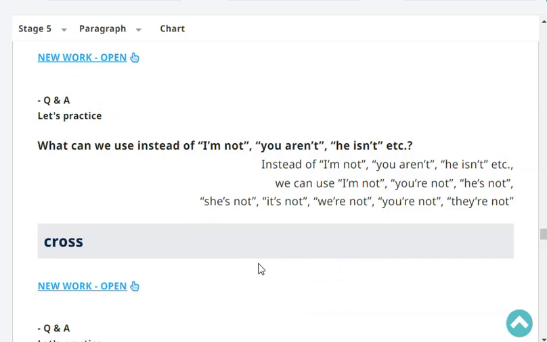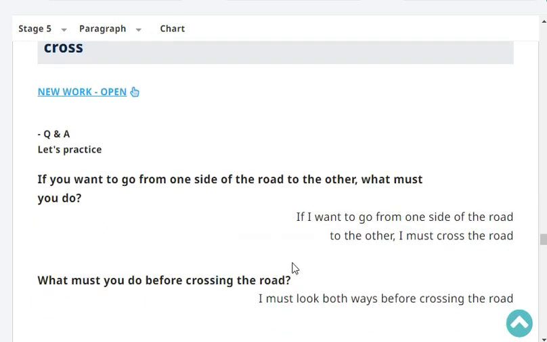What can we use instead of I'm not, you aren't, he isn't, etc.? Instead of I'm not, you aren't, he isn't, etc., we can use I'm not, you're not, he's not, etc. Very good.